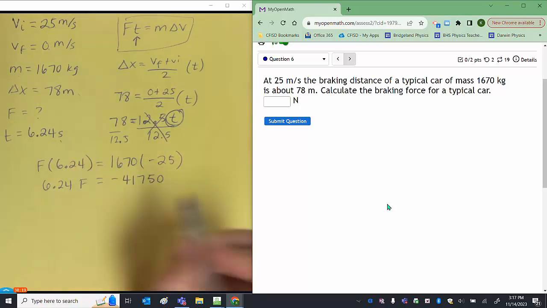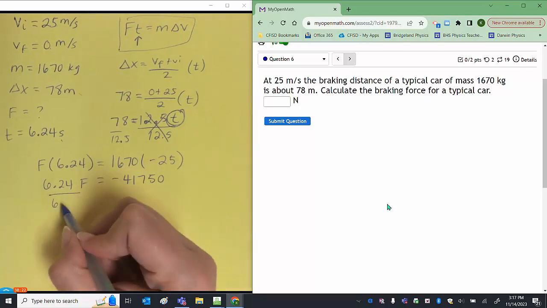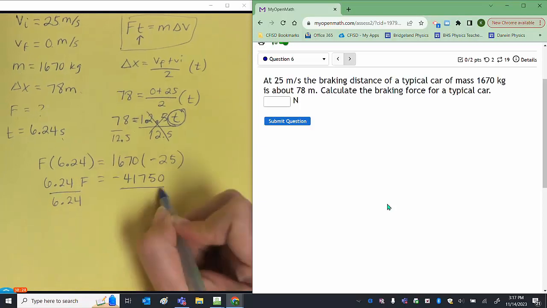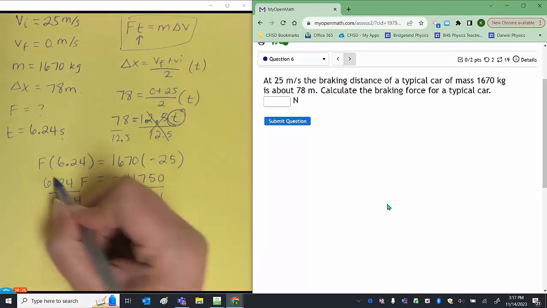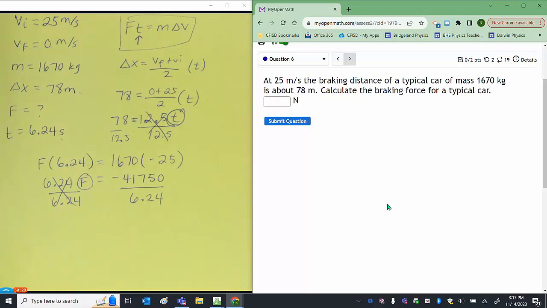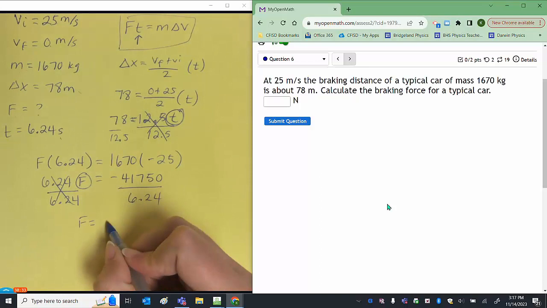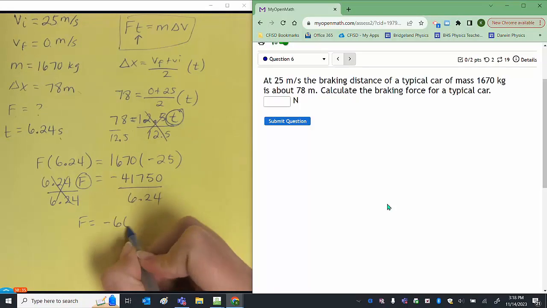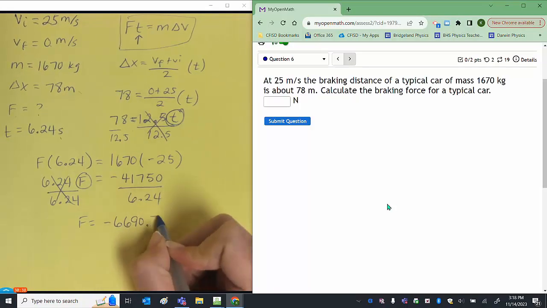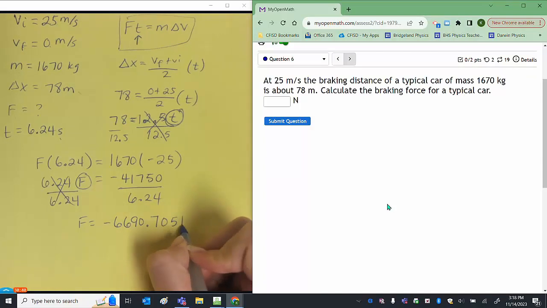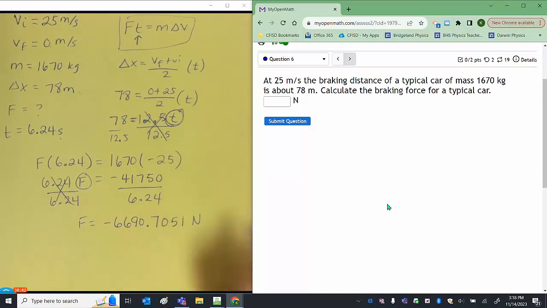Again, we want to get F by itself, so we're going to divide both sides by 6.24. When I do that, I get that my force is equal to negative 6,690.7051 newtons. So that would be my braking force, and it should be a negative number because it is causing us to slow down. 6690.71.